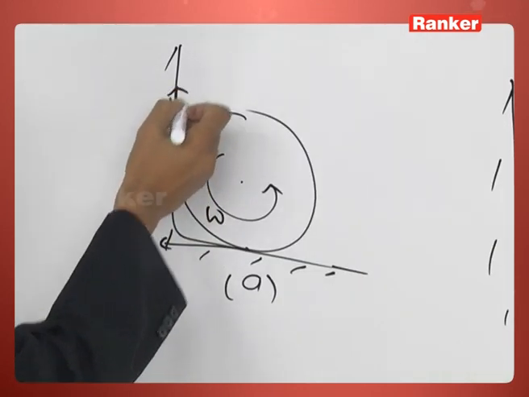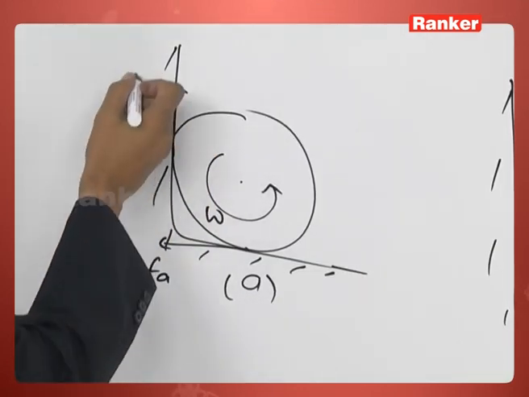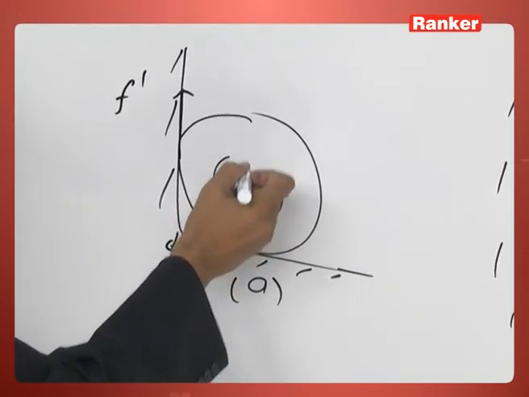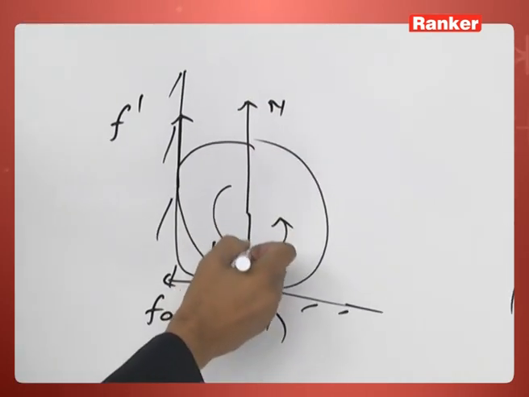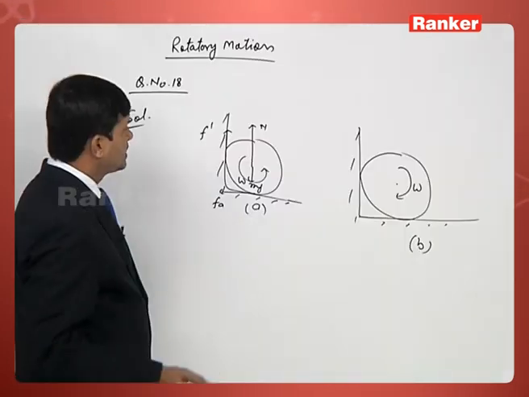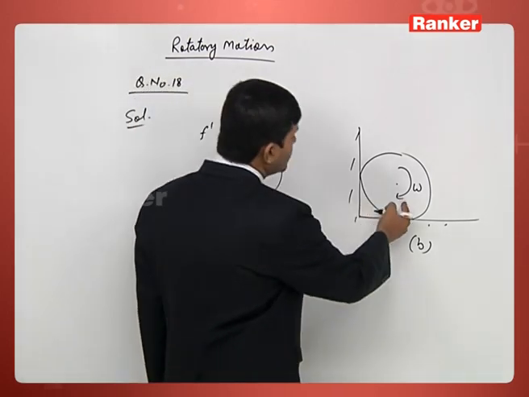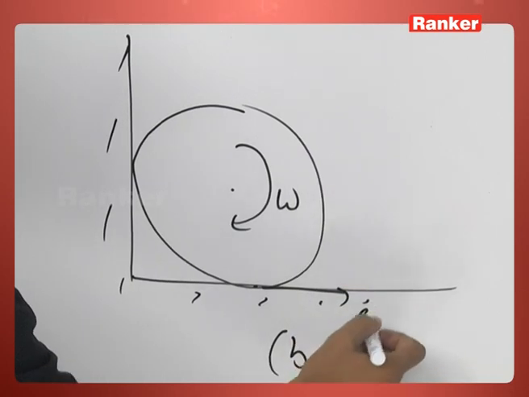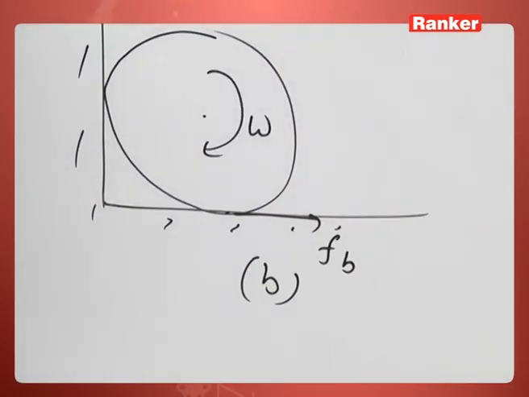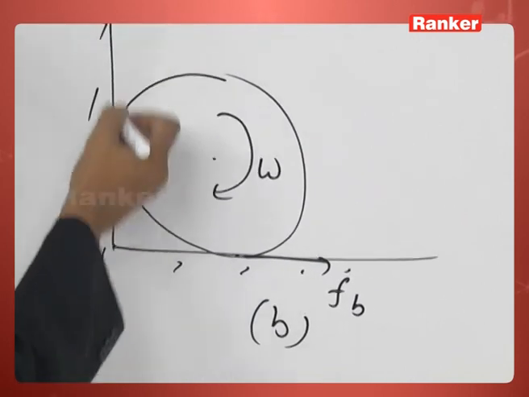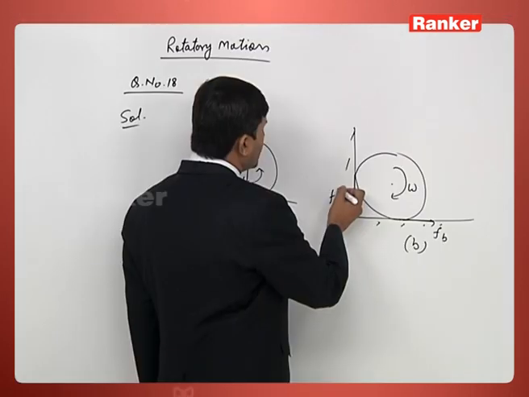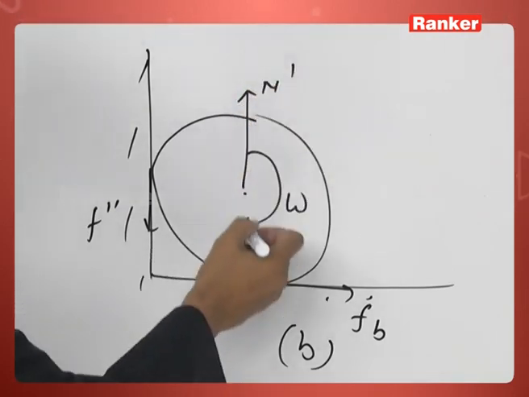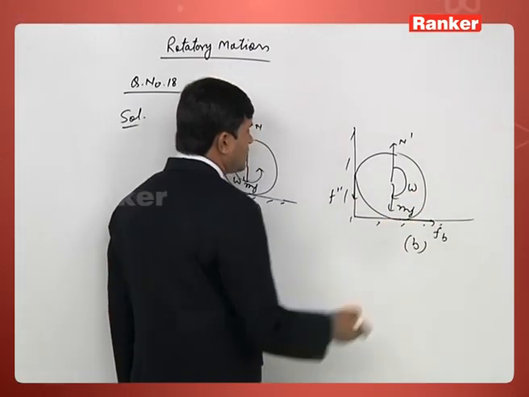This point of contact is going in this side, so here the friction F dash acts in this direction. Other forces are the normal force and mg. Similarly, in the second case, the point of contact has velocity this way, so the friction force Fb acts in this direction, and this point is going up, so friction F double dash acts on this side, with normal force N dash and weight.